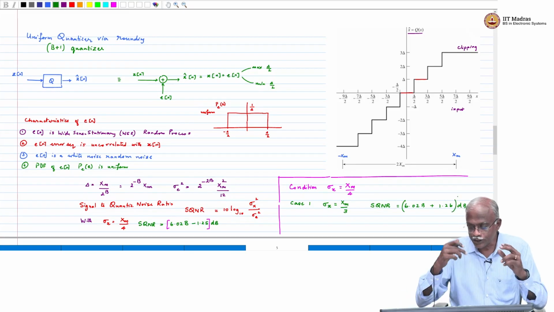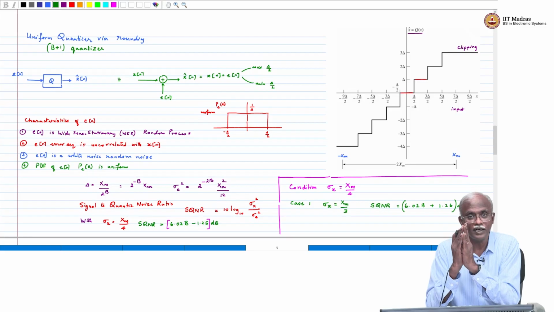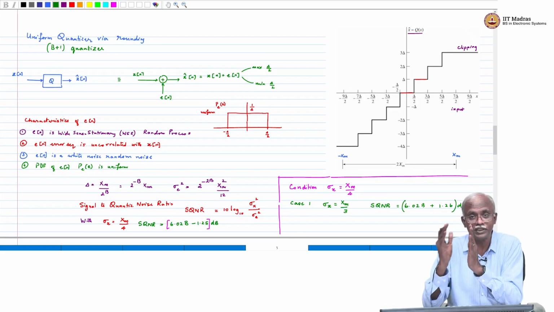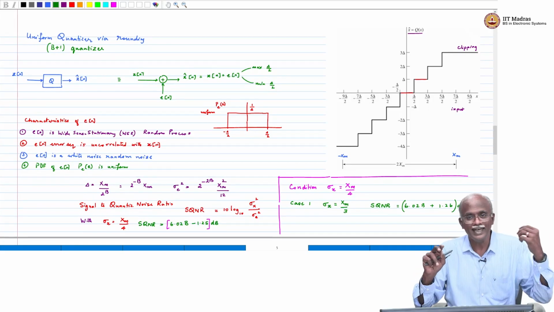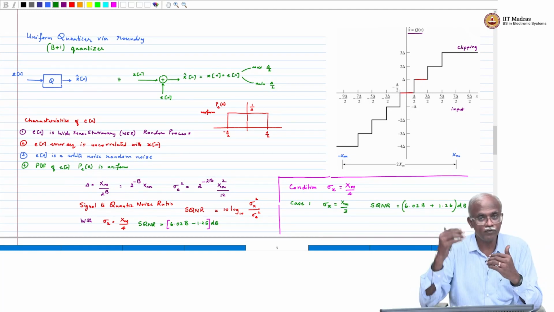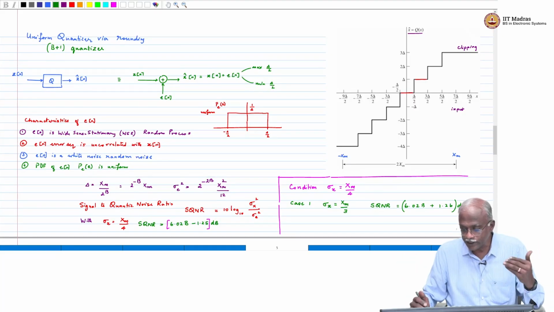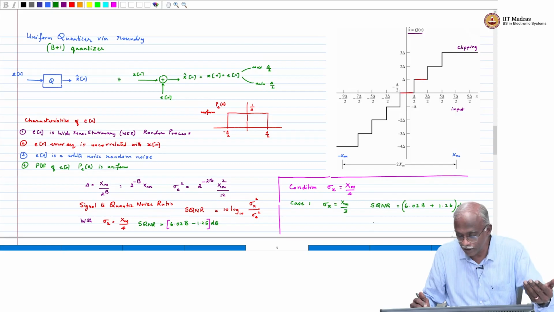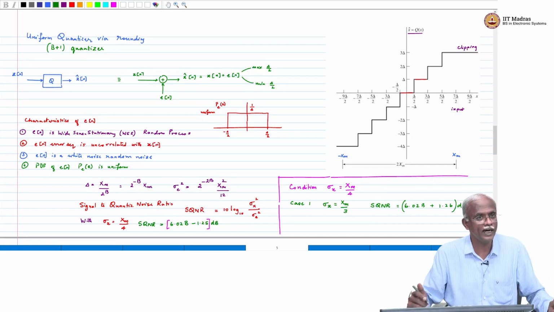So you are still increasing. If you add 1 bit of precision, you will still improve the signal to quantization noise ratio by 6 dB. But the overall expression depends on what you have done in terms of the scaling of the input signal, whether it is xm by 4 or xm by 3. Now, obviously, you can see that xm by 3 is a better option than xm by 4 because you're getting a higher SQNR.